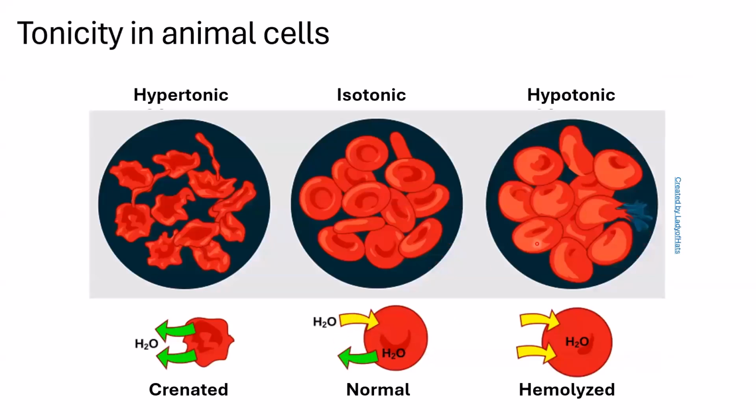In an isotonic solution, there would be an equal exchange of water, so the cell would retain its proper shape. In a hypotonic solution, water would flow into the cell. The water entering the cell causes it to swell up, and one has swelled up to the point where it has burst. This red blood cell is hemolyzed, a term that refers to red blood cells lysing or bursting open.